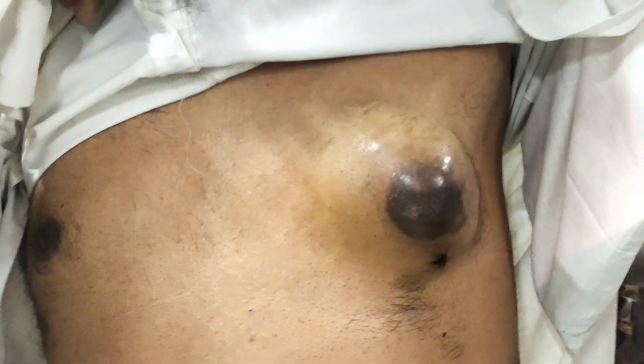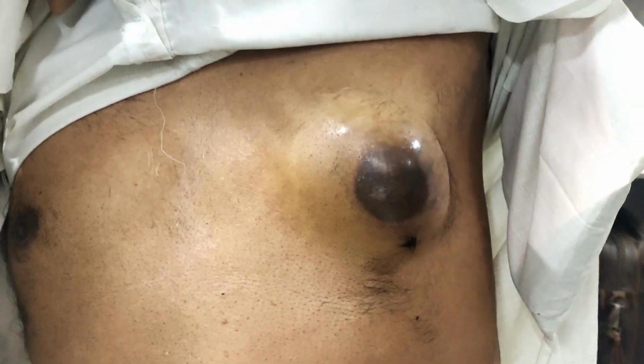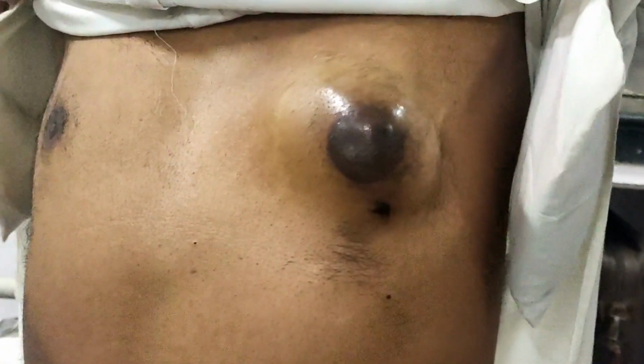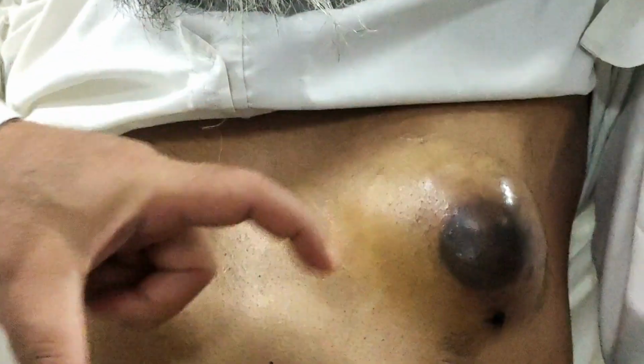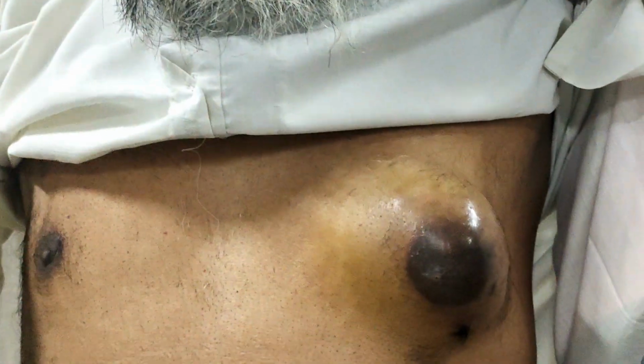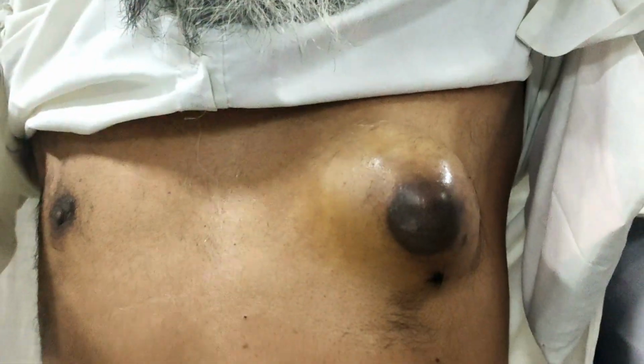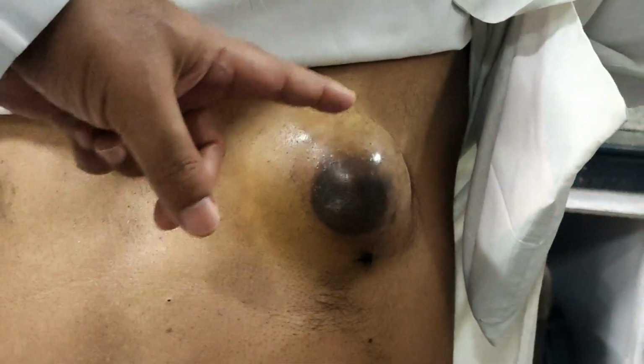On inspection, the skin doesn't look involved. The nipple areola complex is widened. The level is almost the same, but it is wider. NAC is wider here than there. So clearly the mass is pushing, and the skin is shiny. It's about to give way. So what is the stage?